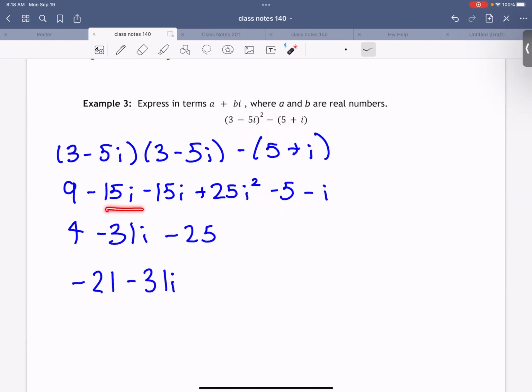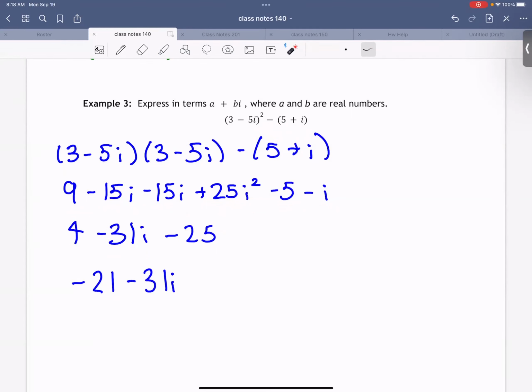So I did 9 minus 5 and that's a 4. And then I did -15i minus 15i minus i. So I eliminated, there's one i. And then the 25i squared just turns into -25. And then I just combined the -25 and 4 and that's -21 minus 31i. That's perfect. Nice job on that one, Grace.